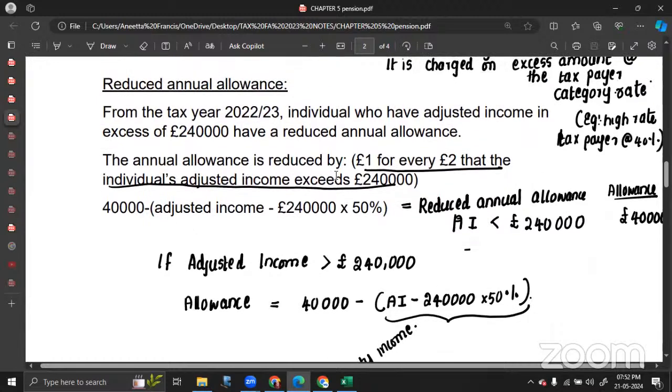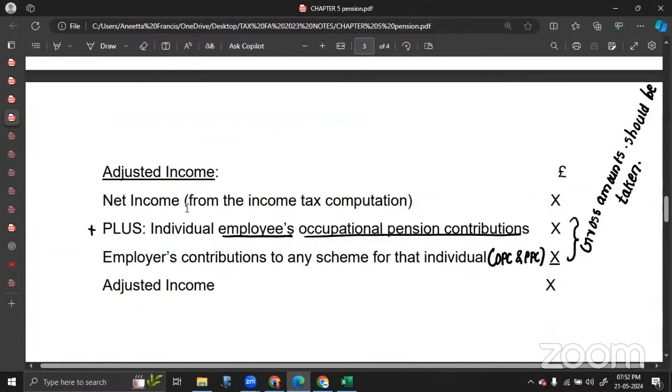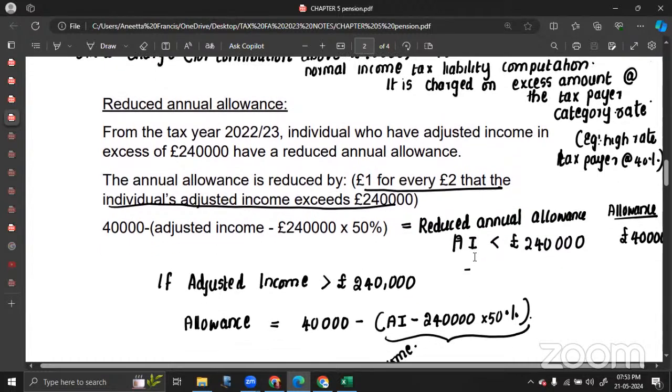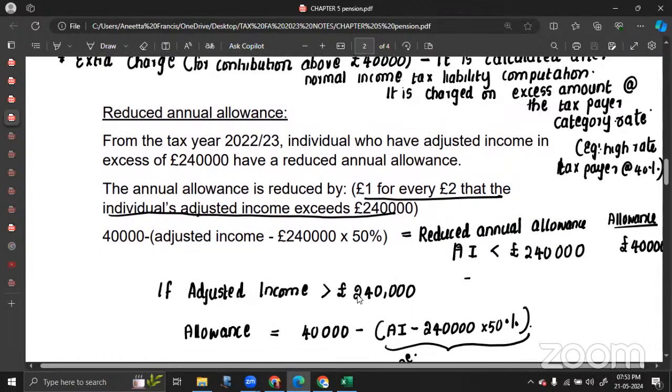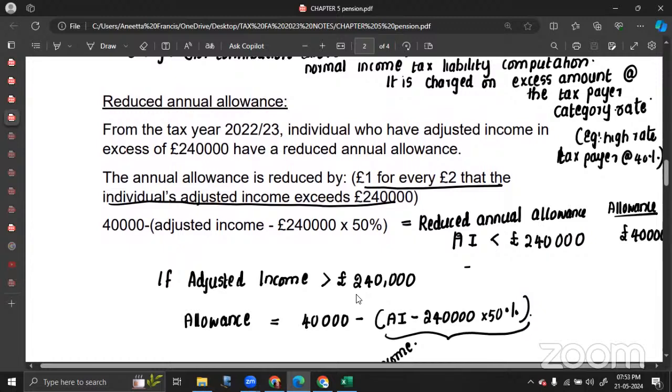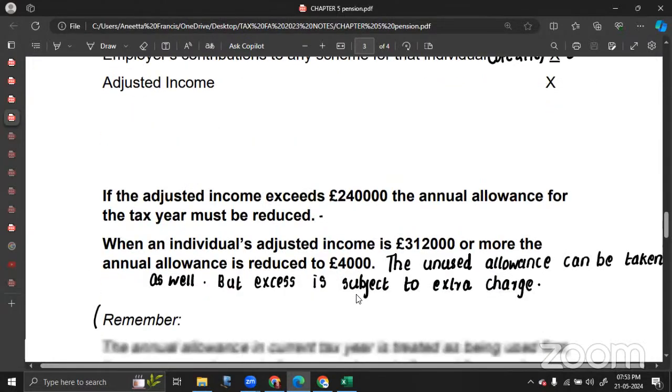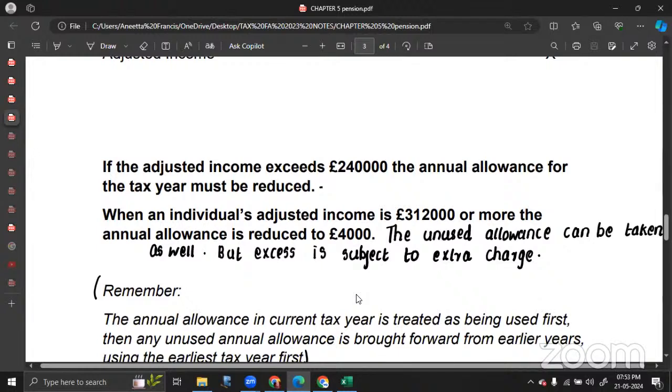adjusted income. Adjusted income is basically your total net income, plus individual employee contribution to OPC, plus employer contribution to OPC and PPC. So you take your adjusted income. If your adjusted income is less than 240,000, then you are eligible for the full 40,000 as your annual allowance. If your adjusted net income is between 240,000 to 312,000, then you will have a reduced or tapered annual allowance. And if your adjusted net income is exactly 312,000 or above, your annual allowance is fixed at 4,000.